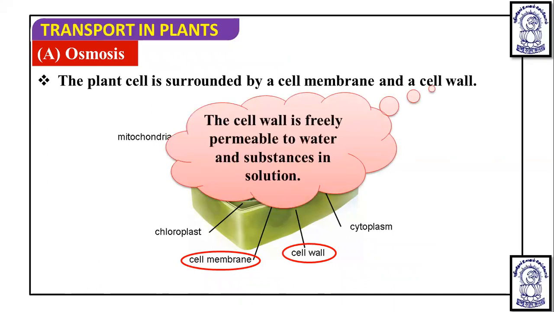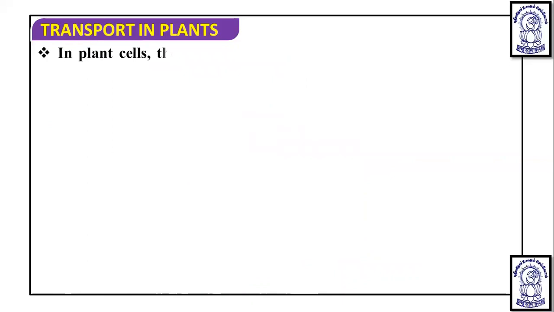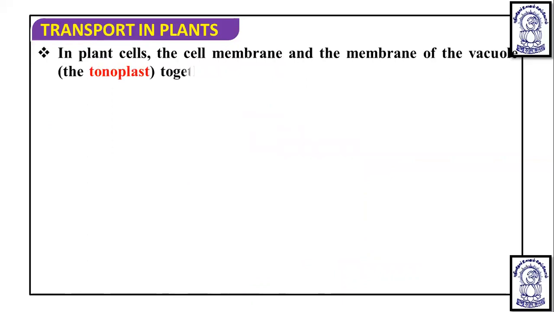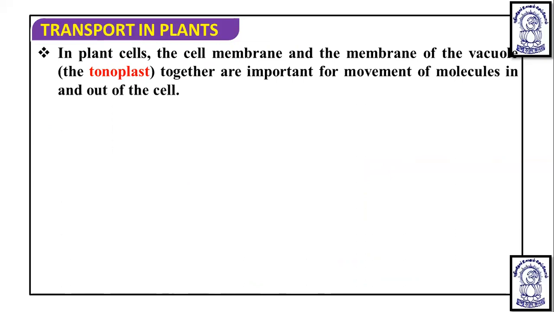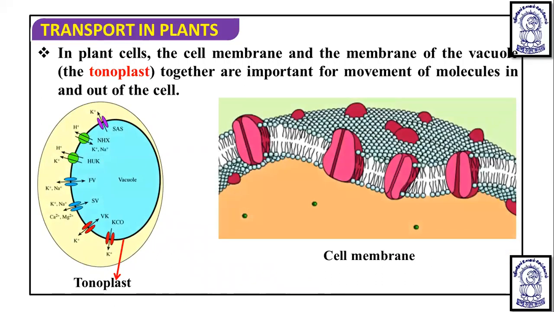The cell wall is freely permeable to water and substances in solution, but the cell membrane is selectively permeable. Hence the cell wall is not a barrier to the movement. The barrier to the movement is nothing but the cell membrane. So in plant cells, the cell membrane and the membrane of the vacuole, that is tonoplast, together are important for the movement of molecules in and out of the cell, because both are selectively permeable membranes and allow molecules to be transported selectively through them.